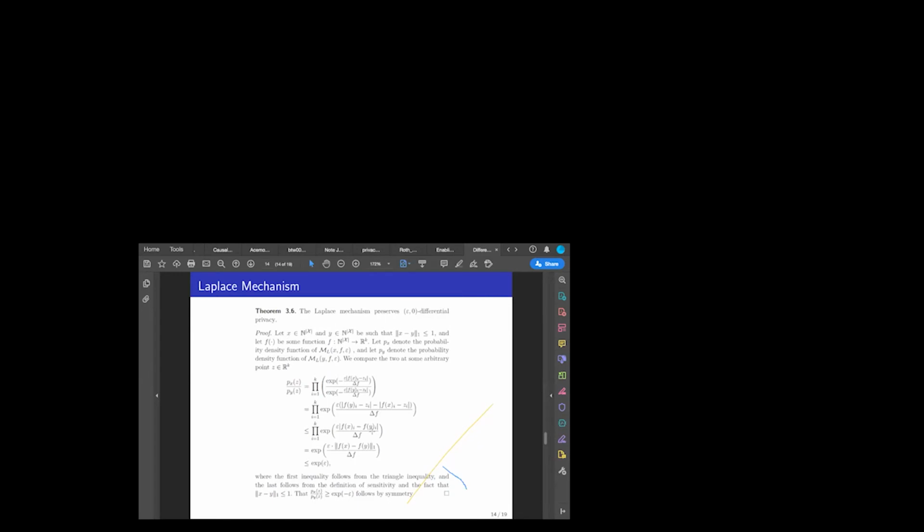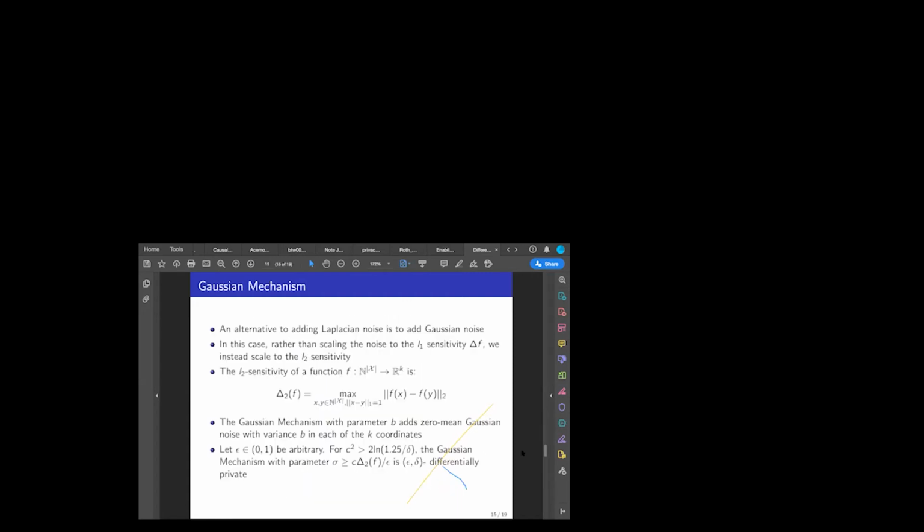And we know that X and Y are adjacent databases, which means that this is essentially equal to delta F, which cancels with the denominator, and we get less than or equal to exponential of epsilon. The last inequality follows from symmetry, even though that's not really something we concern ourselves with. So this serves as a proof of why the Laplace mechanism preserves epsilon, 0 differential privacy.